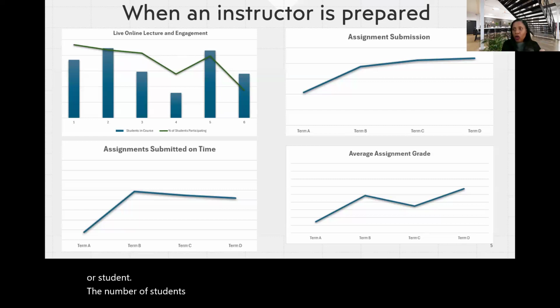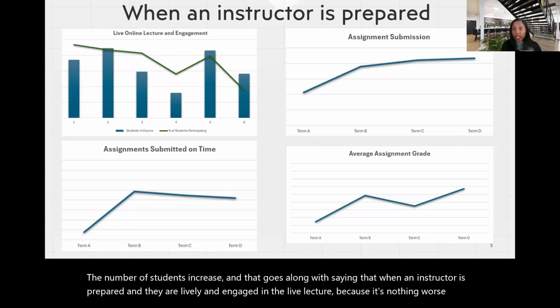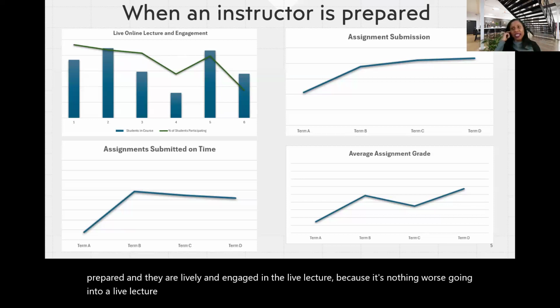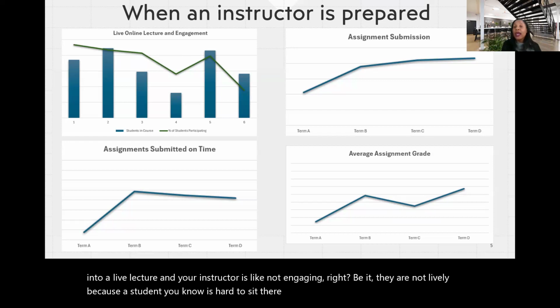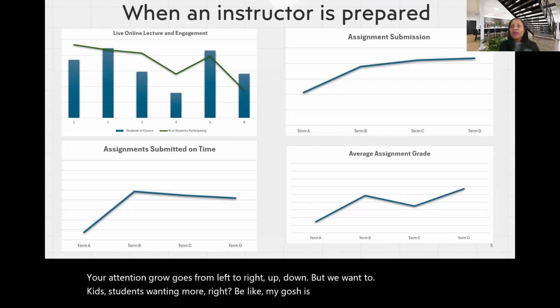And that goes along with saying that when an instructor is prepared and they are lively and engaged in the live lecture, because there's nothing worse than going into a live lecture and your instructor is not engaging, right? Not lively, because as a student, it's hard to sit there, even for us sitting here now for 45 minutes to an hour. Your attention goes left to right, up, down, but we want to keep students wanting more, right? Like, oh my gosh, is that what happened? Or let me see, right?